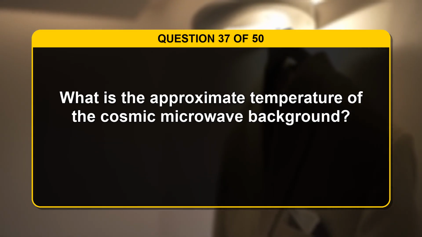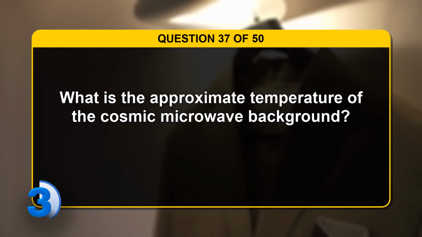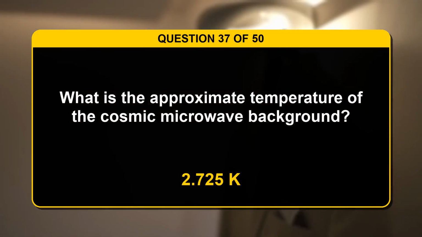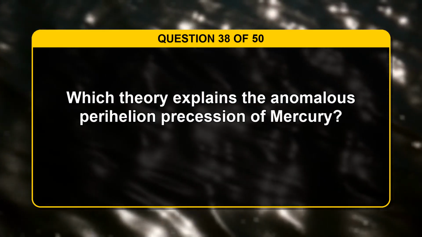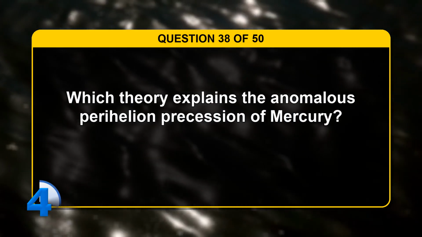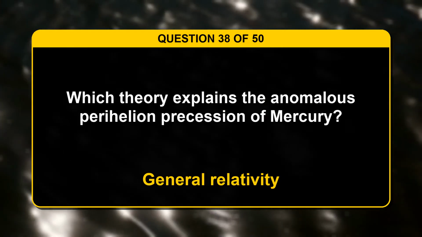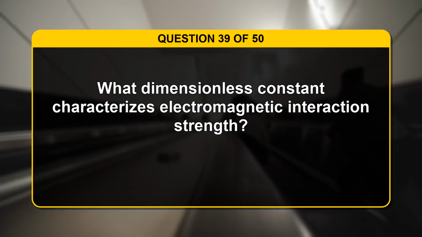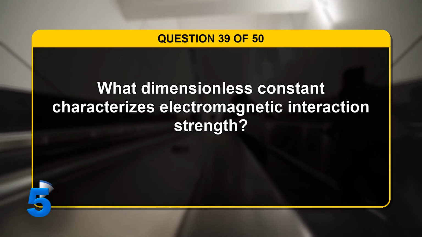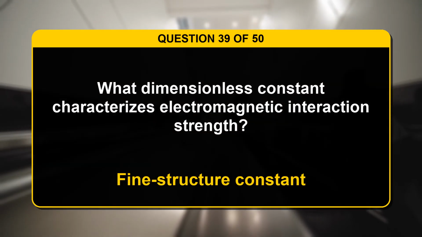What is the approximate temperature of the cosmic microwave background? 2.725 K. Which theory explains the anomalous perihelion precession of Mercury? General relativity. What dimensionless constant characterizes electromagnetic interaction strength? Answer: fine structure constant.